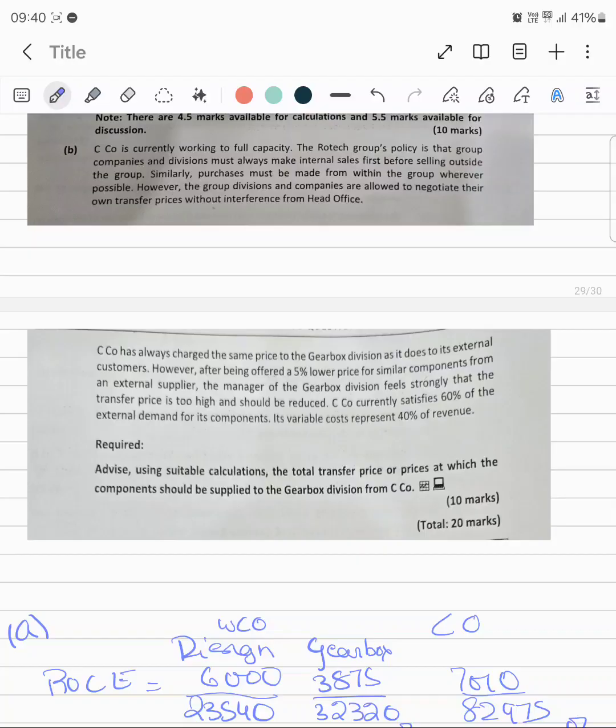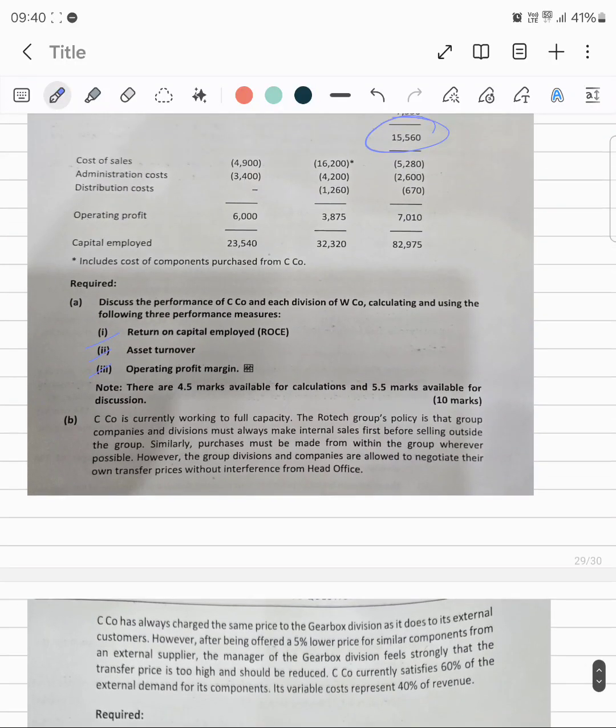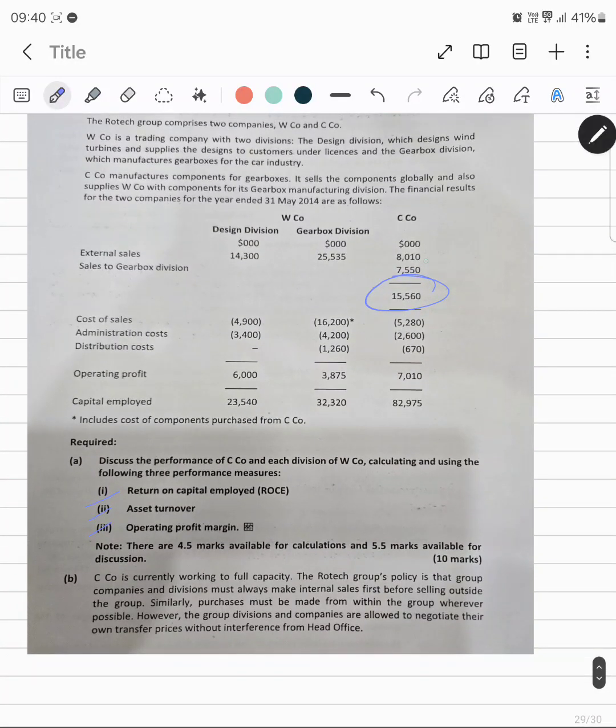But in this situation, it is asking us that C company needs to concentrate more on internal sales rather than external sales, because over here we can see that there are external sales as well as internal sales. So the question is asking us to reduce the external sales, the extent to which the external sales should be reduced and internal sales should be increased. And what should be the transfer price?